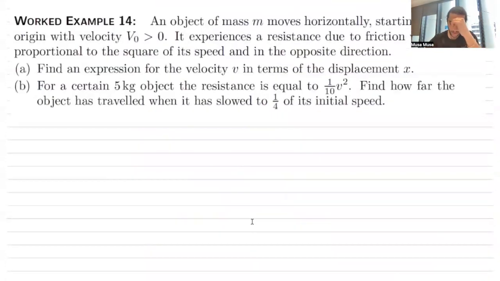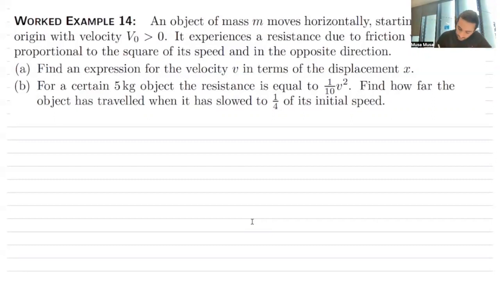Okay, how about the next one? An object of mass m moves horizontally, starting at the origin with velocity v0, where v0 is greater than 0. It experiences a resistance due to friction, which is proportional to the square of its speed and in the opposite direction. Obviously in the opposite direction, that's how friction works. Find the expression for the velocity in terms of displacement x. Okay, so this is where we have to be very general.